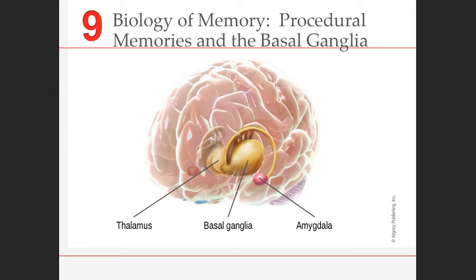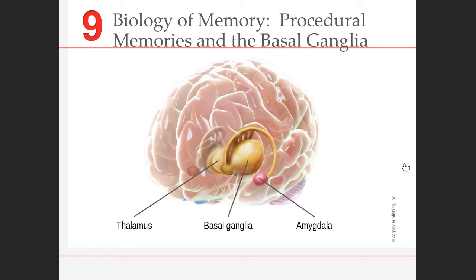And then procedural memories are actually stored in the basal ganglia, and this gives you a perspective, the thalamus and the amygdala here. But people who have damage in their basal ganglia cannot learn how to do new procedural things. All right, so that's chapter 9.